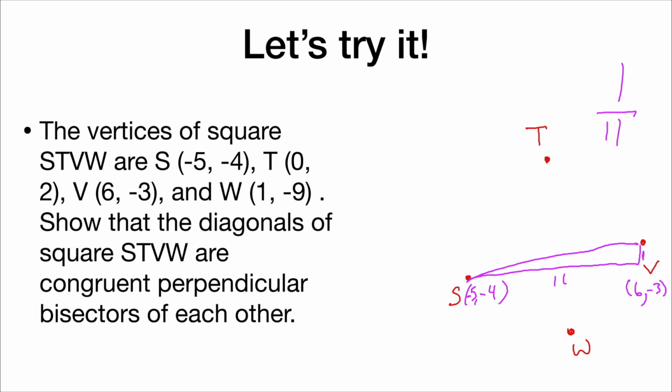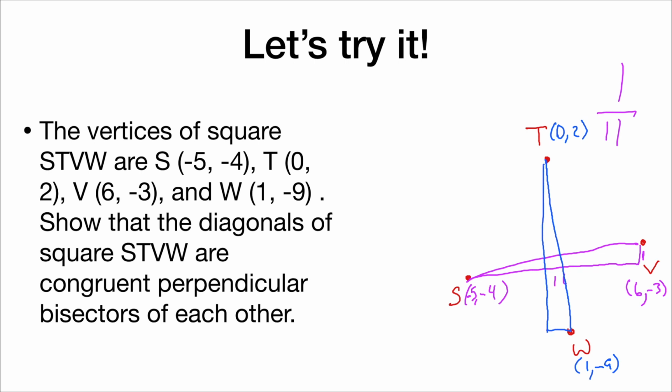Now let's look at TW. So with TW, T is at 0, 2, and W is at 1, negative 9.